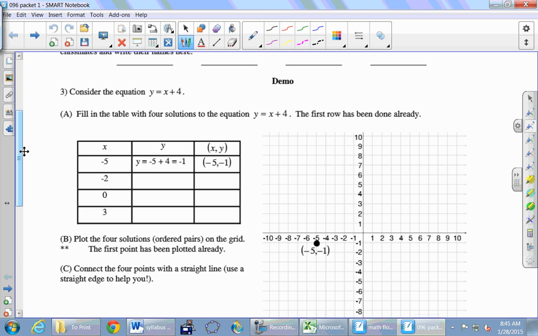Wonderful. All right, so now we're going to start the demo, which is the math piece that I essentially lead up here. We'll begin with number 3. Jeremy, could you read 3? Keep going.